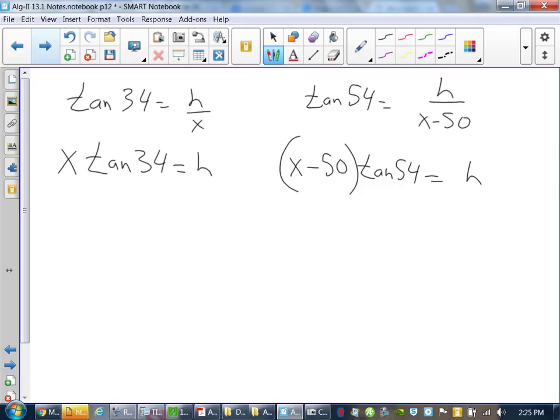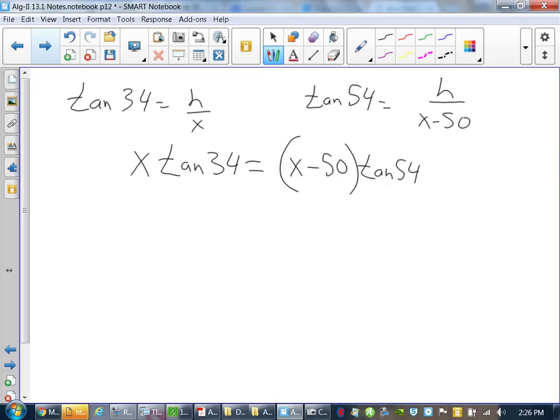Tangent of 34 is just some crummy decimal. Do you think maybe the tangent of 54 is also some crummy decimal? So don't even worry about it. Just know that you're going to press a button in your calculator at some point to figure that out. So what I would do is just set them equal to each other, because they both equal h.